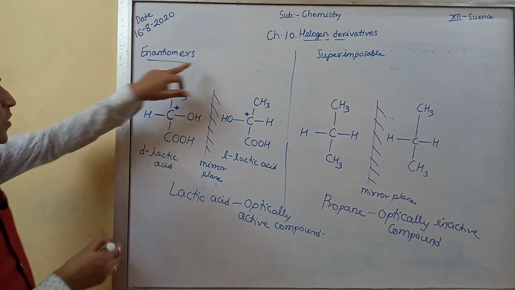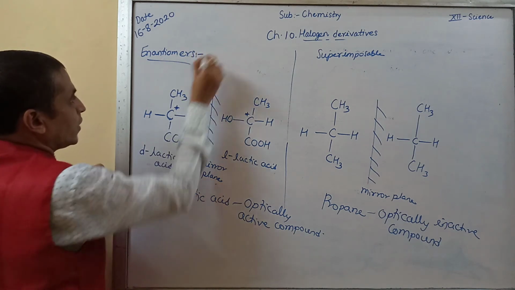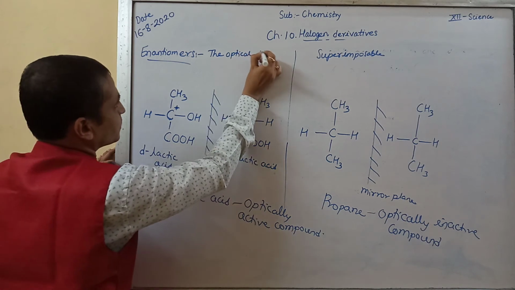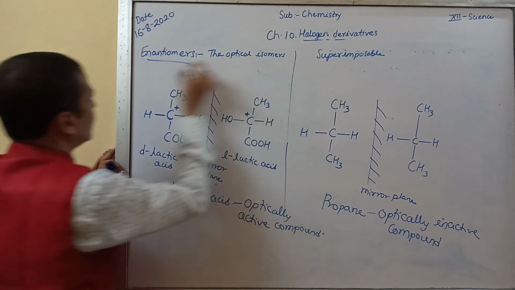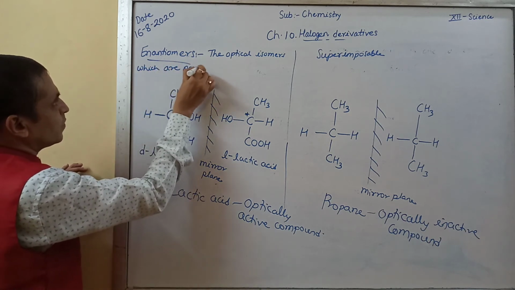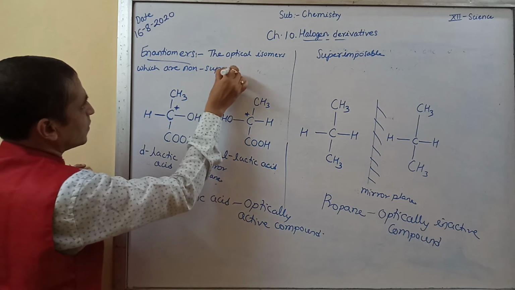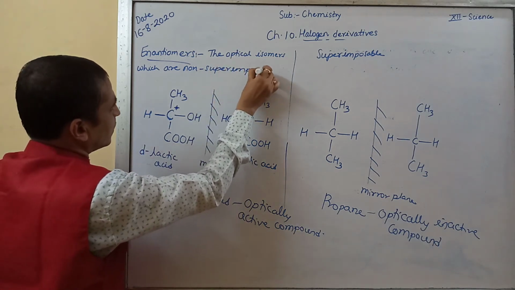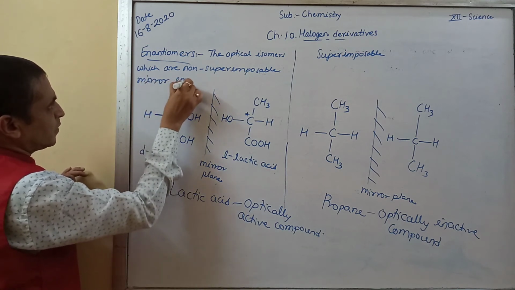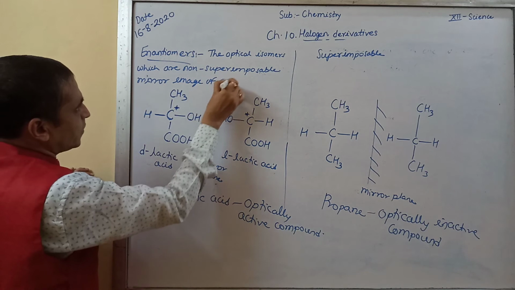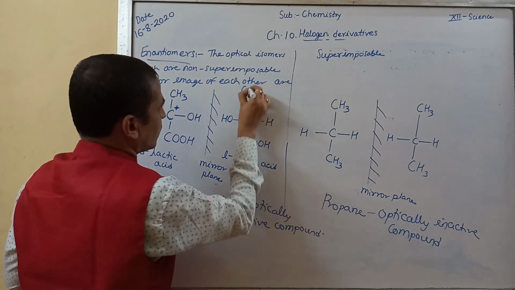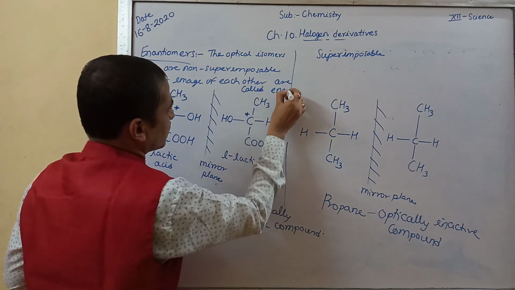Okay. Now enantiomers means what? The optical isomers which are non-superimposable mirror images of each other are called enantiomers.